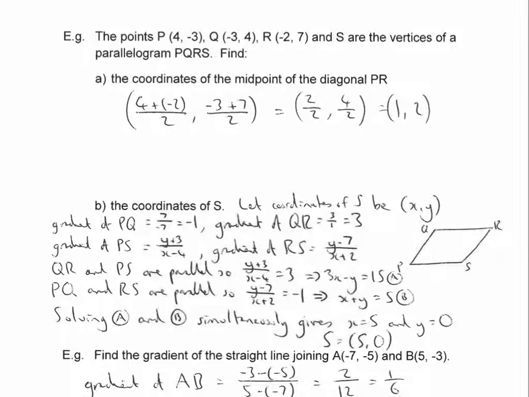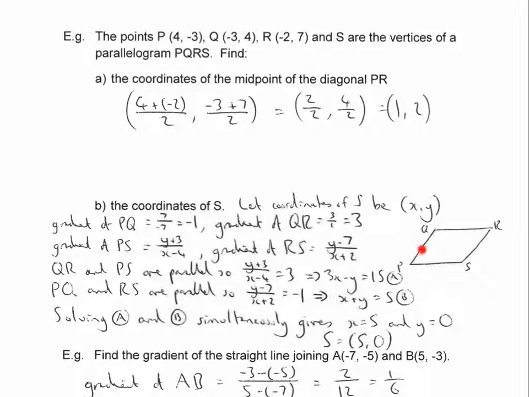Looking at my diagram, I can see that QR and PS are parallel. They have the same gradient. So I can set my numerical value for QR of 3 equal to my algebraic version of the gradient of PS. Setting those equal gives me this thing here. I'm never going to be able to solve this to find x and y because it's only one statement. One equation can't find 2 unknowns. But I multiply through and tidy it up, and I get that 3x minus y is 15.